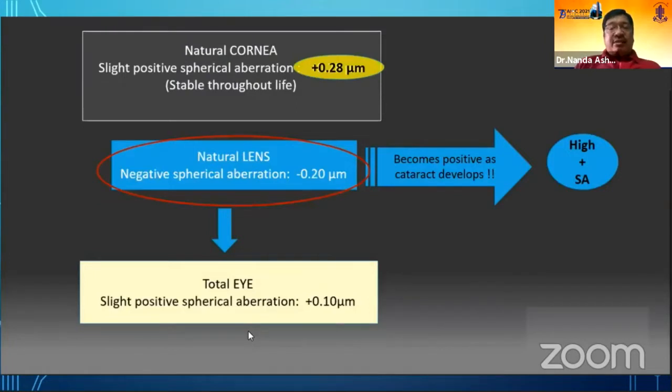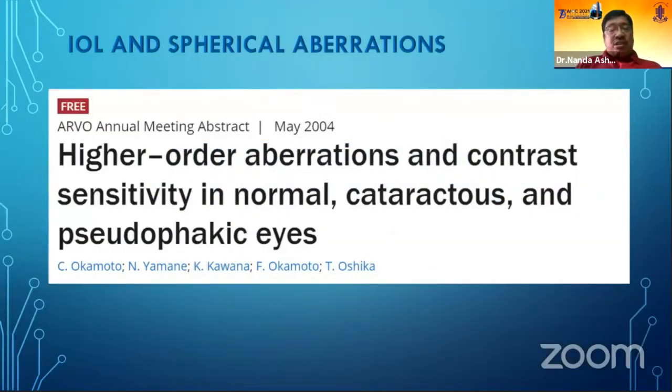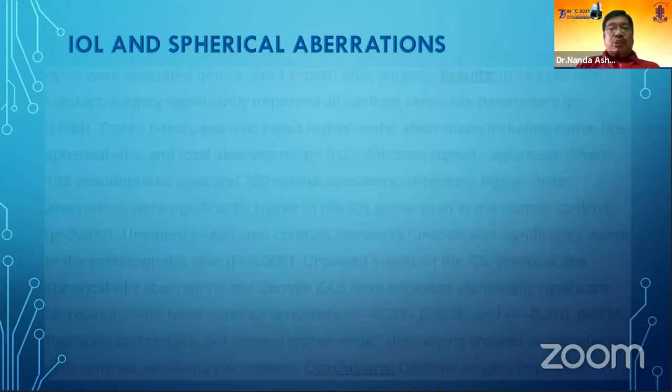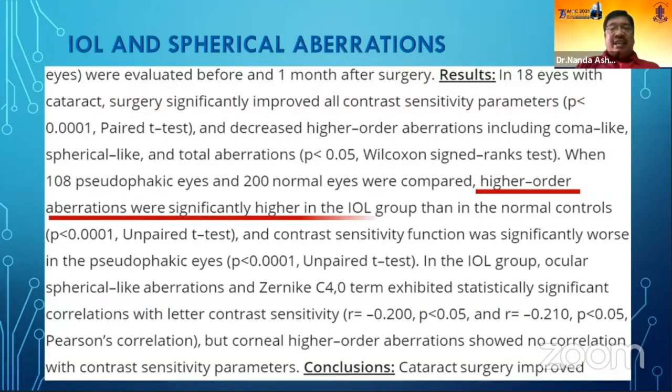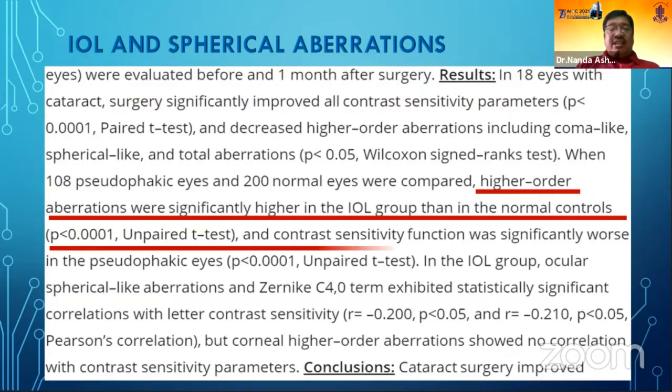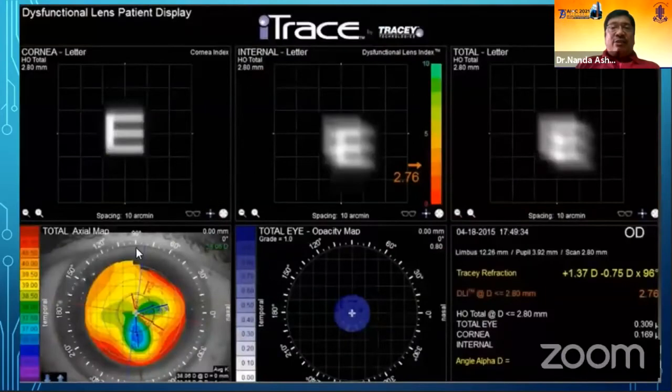Whereas when the cataract develops, it becomes more positive and worsens the higher order aberrations. So when we compare a post cataract surgery patient with a cataract patient, obviously aberrations decrease. But if you compare a pseudophakic eye with a normal eye, aberrations are still present and they can cause reduced contrast sensitivity.